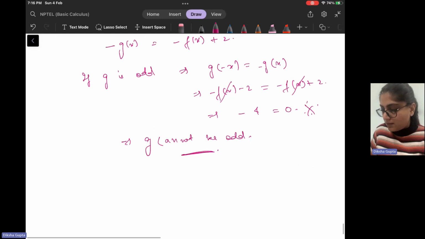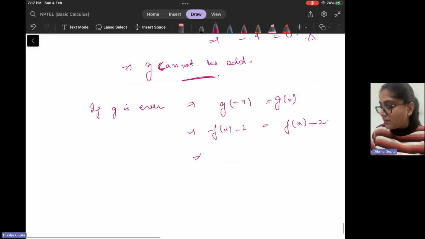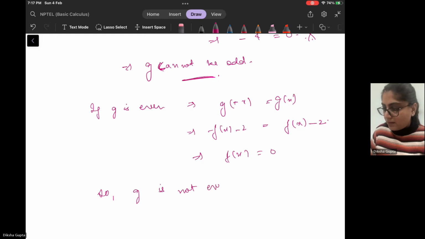Now can g be even? If g is even, it implies g of minus x equals g of x. So g of minus x is minus f x minus 2, and g of x is f x minus 2. This implies f x equals 0. So g is not even unless f x equals 0 for all x.